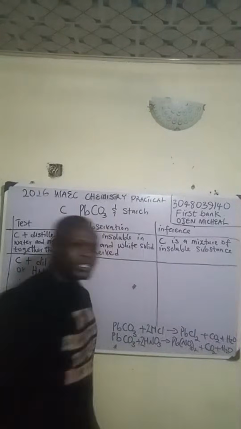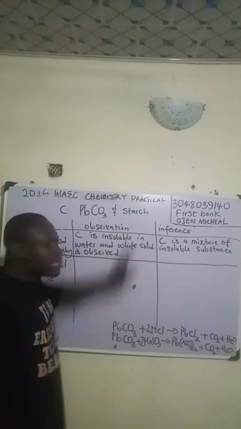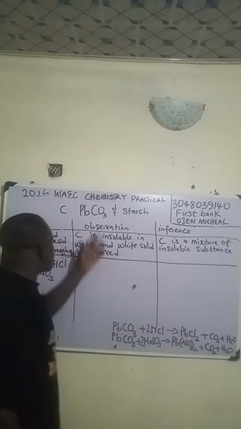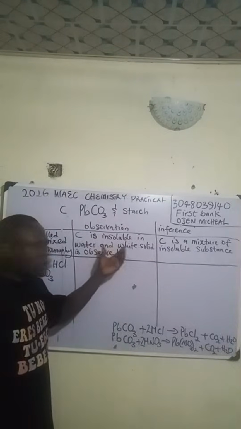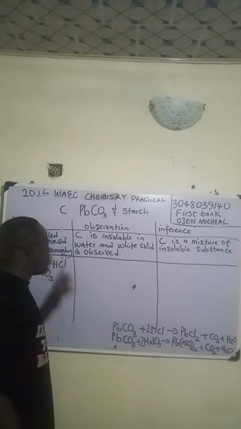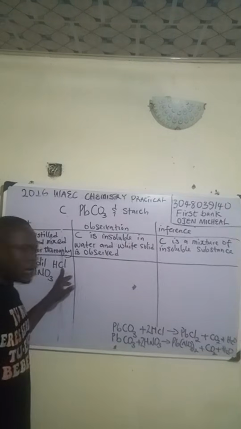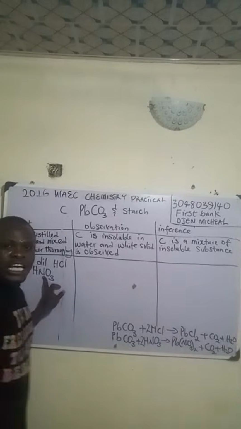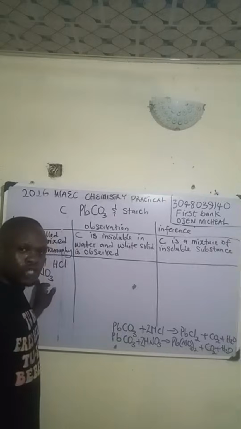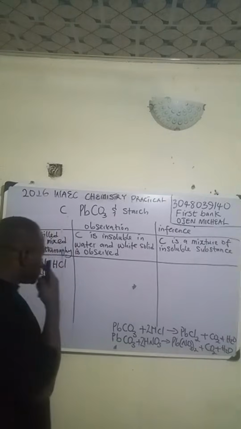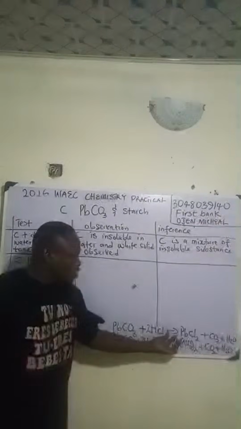I told you, after this step, you will be given this salt. You will be given the mixture that you have dissolved, to be treated with either HCl or HNO3. They cannot give you the two. They will either give you this one or give you this one. Do you understand? Now, if they give you this one, look at the equation here.